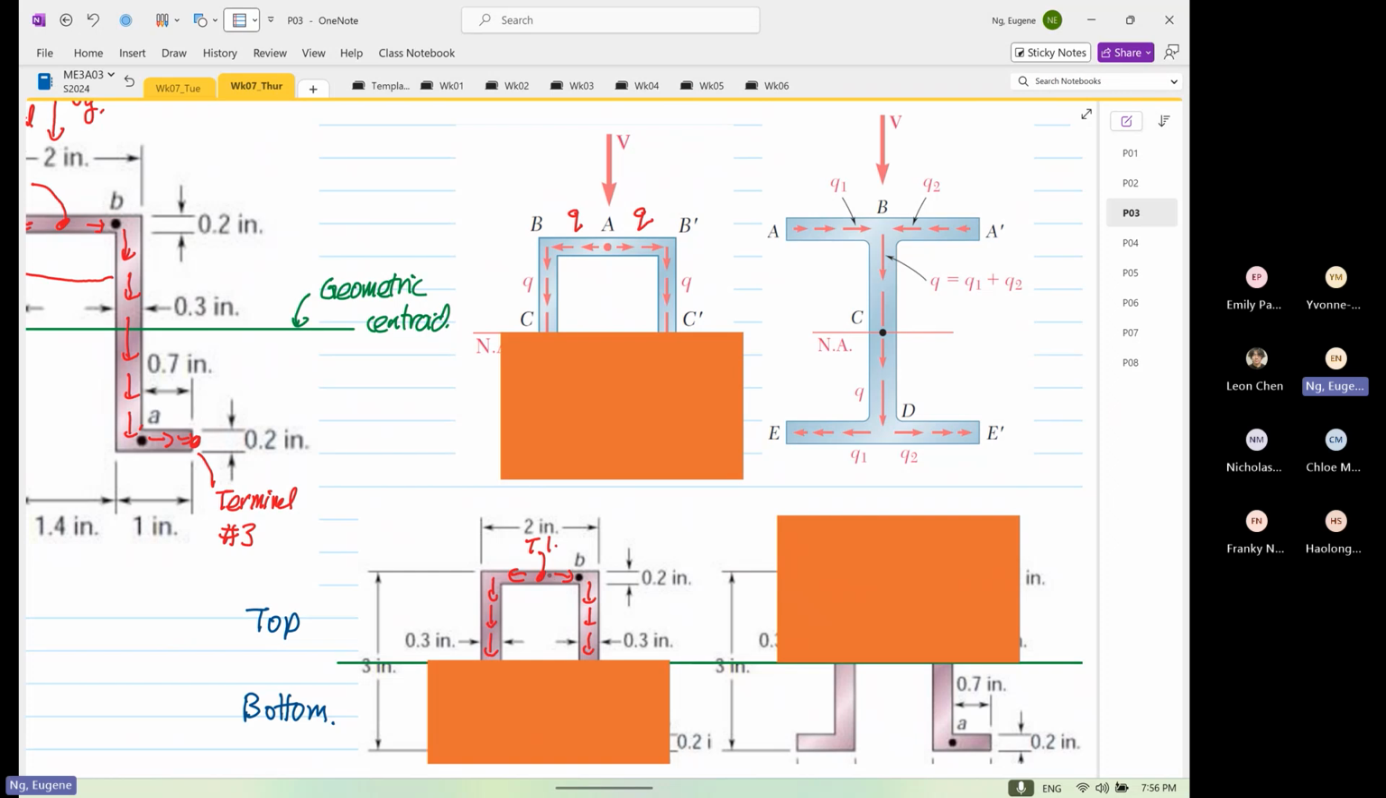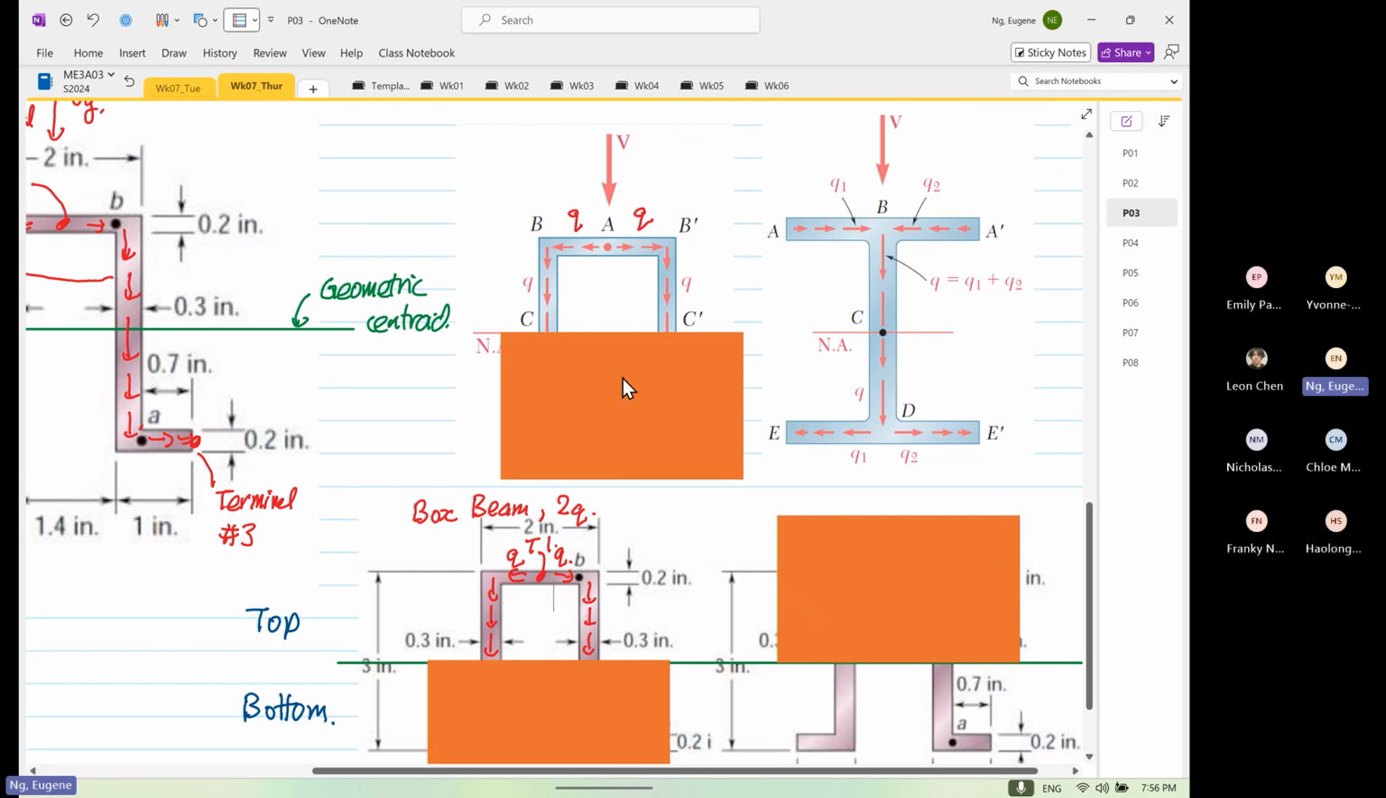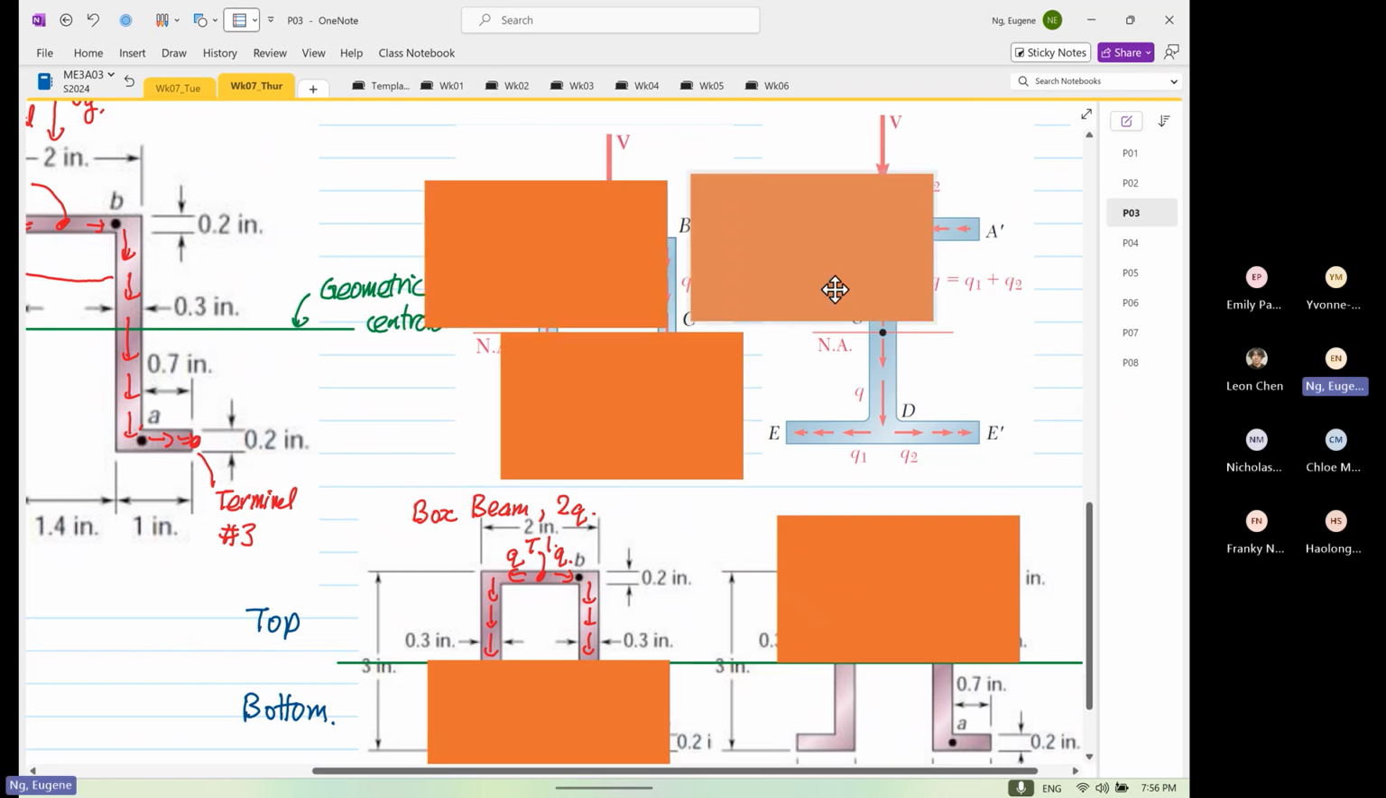So for this case, on our problem, if we cover the bottom, we realize that this is a box beam. And when it's a box beam, we call it 2Q. Why 2Q? Because one Q goes towards the left, the other Q goes towards the right. Okay. Now, if we look at the other side now, I'm going to cover the wide flange. I'm going to cover the top.